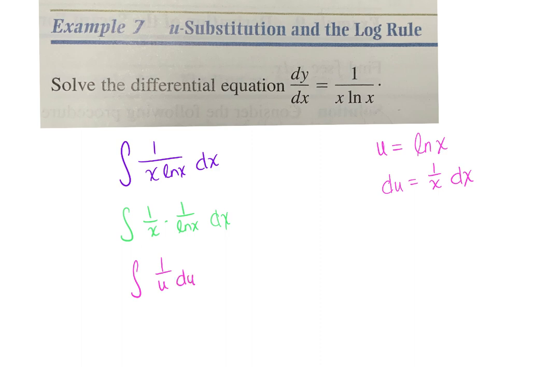Yes. Because my 1 over x takes care of the derivative of my natural log of x. What is the antiderivative of 1 over u? Natural log of u plus c. And then my last step is to plug in my u. And yes, you can have natural log of the natural log. Okay?